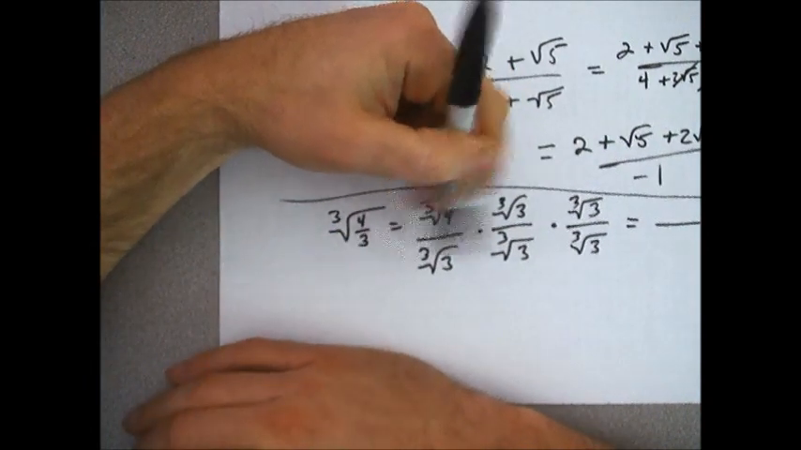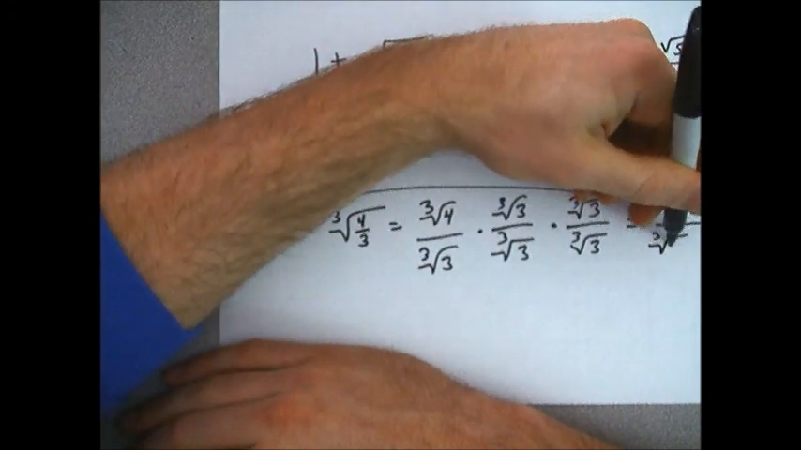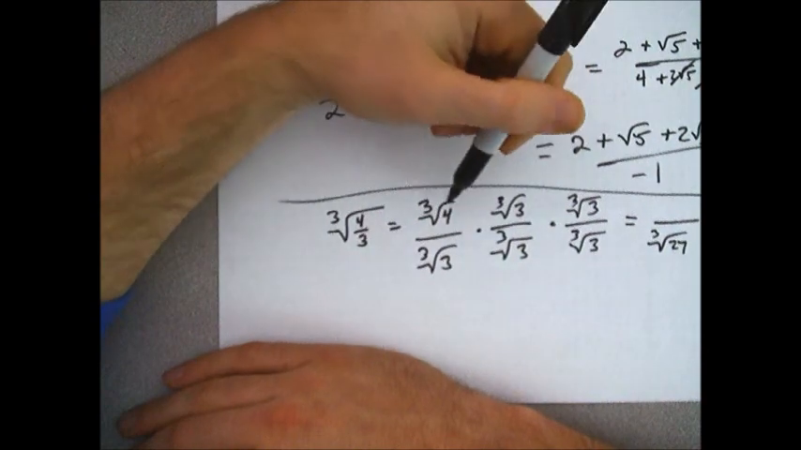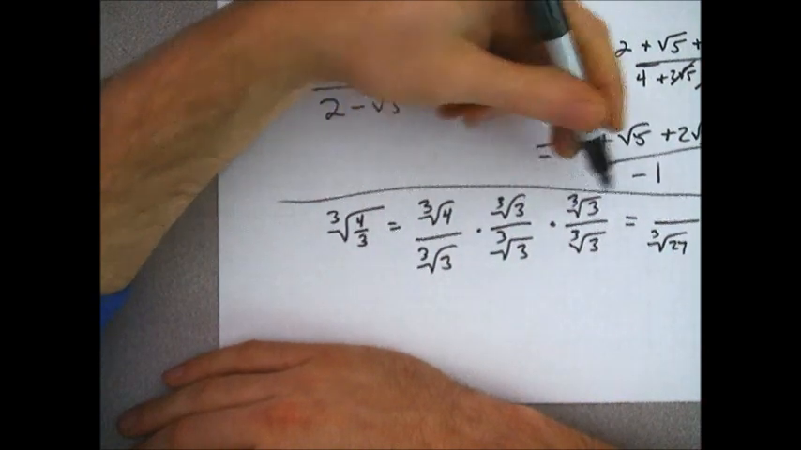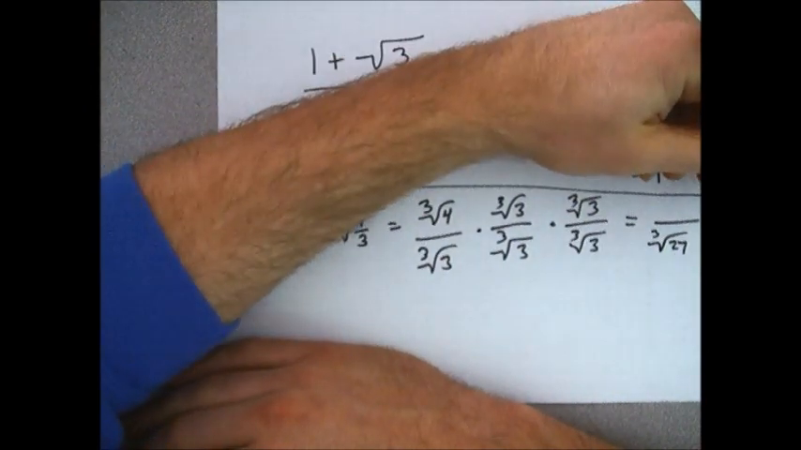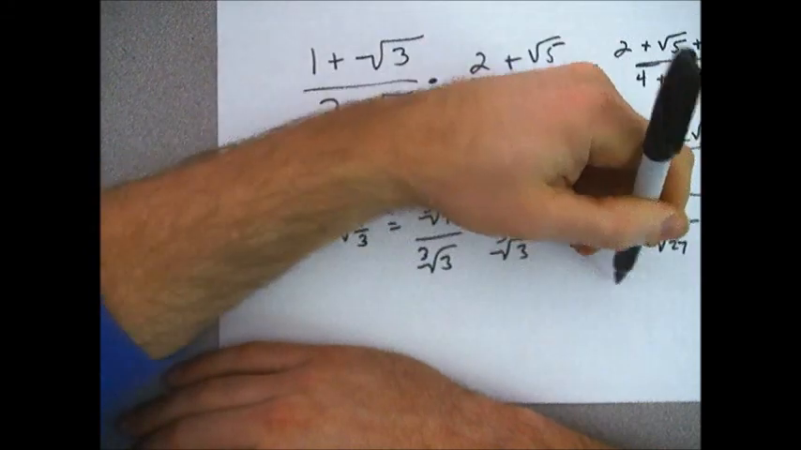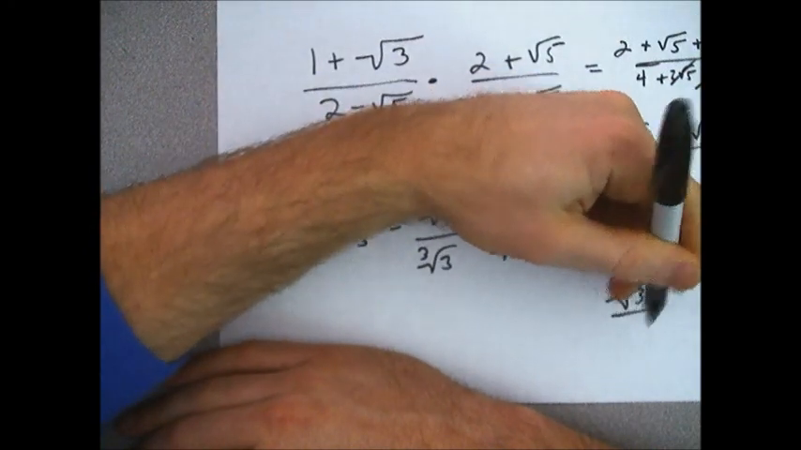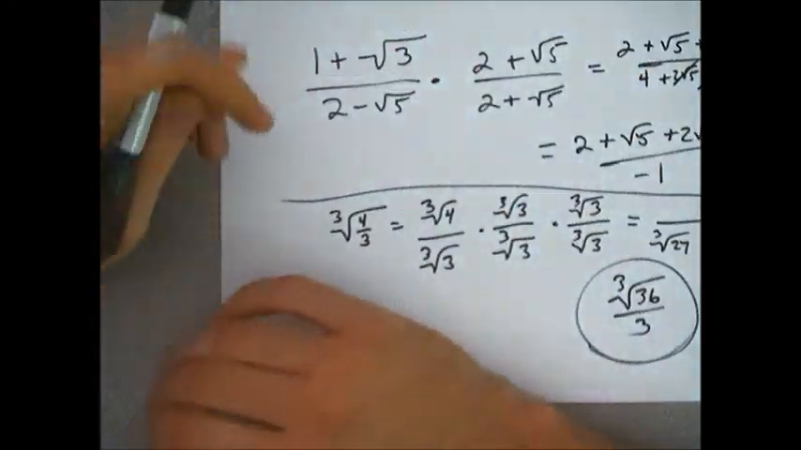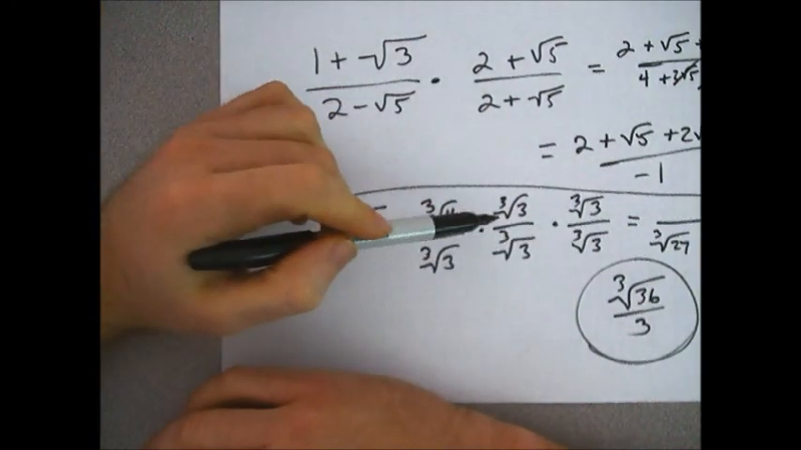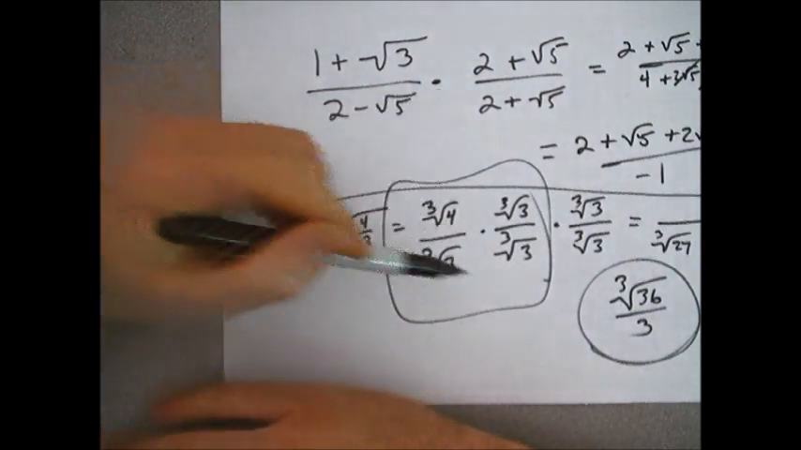The reason is that on the bottom, this creates the cube root of 27, which I can take, and that becomes a 3. Then up top, what do we end up with? 4 times 3 times 3 is 36. So the cube root of 36 over 3. Now, if it was a square root, we would only do this twice, just that part I put a box around. Since it's a cube root, we do it 3 times.